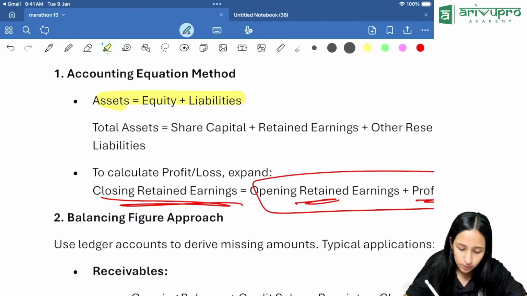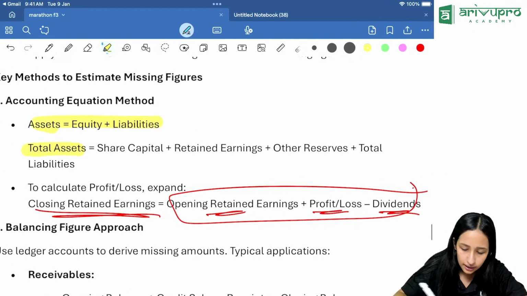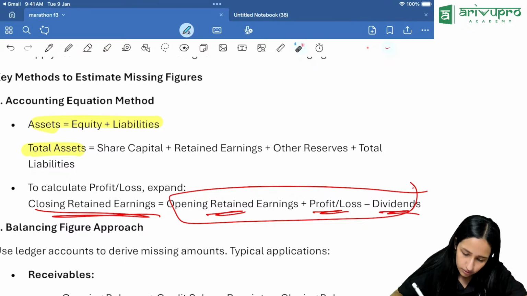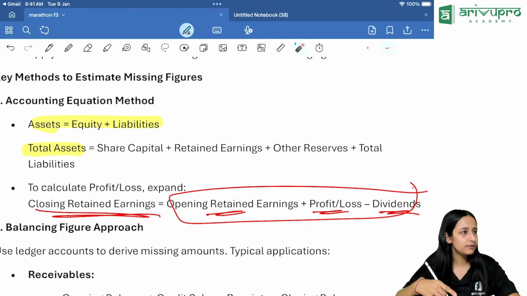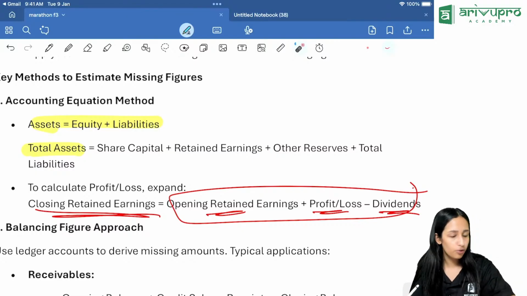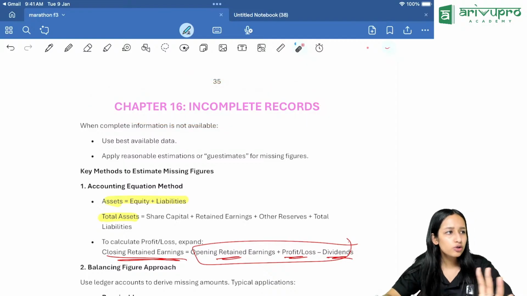Now, if you have total assets and they're asking you what is retained earnings, then you can still use this particular formula and get it done. So everything has these little formulas. This chapter is filled with those little formulas, so I think you can go through it because you will get questions from this as well.